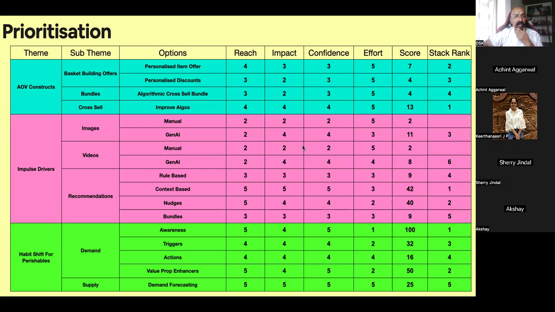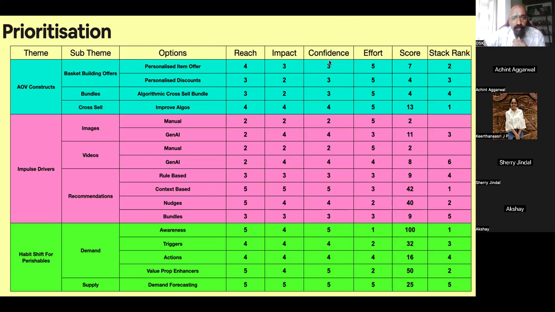Can I maybe take a stab at it? Absolutely, go for it, Sherry. It could be because the objectives we are deriving from these are different. For example, habit shift for perishables, as you were saying before, is not just a product thing, but a company-wide thing. So it will require more things to be resolved than just arriving at the ultimate solution. Probably that's why, just my thought.